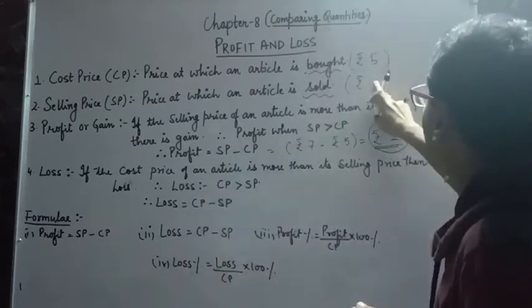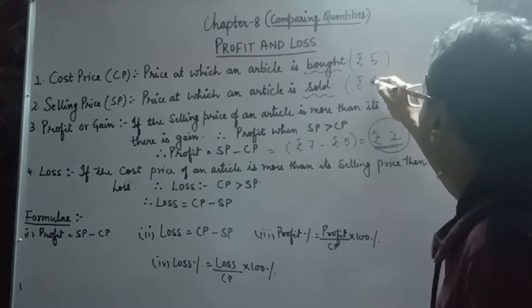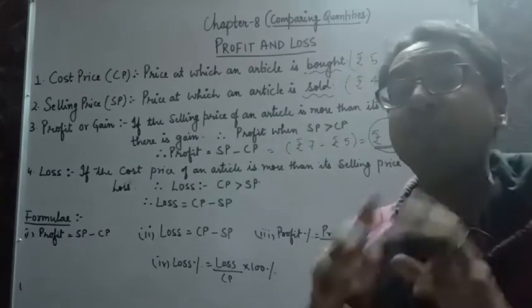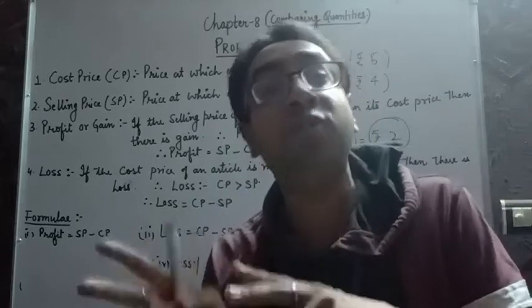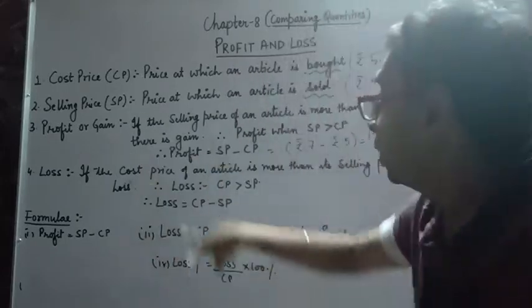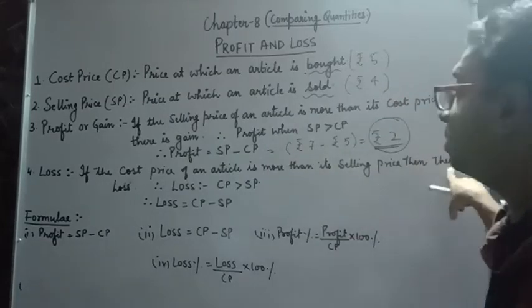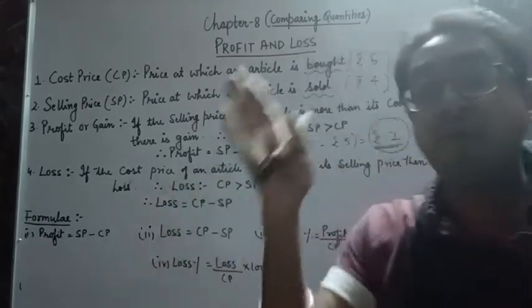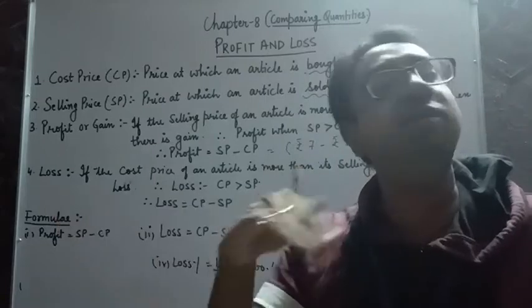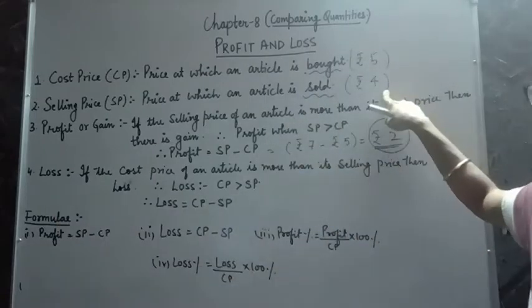You sold that pen to your friend for rupees 4. Not for rupees 3, not for rupees 5, not more than that, but less. If the cost price of an article is more than its selling price, then there is a loss. If cost price is greater than the selling price, there is loss. In this situation, this is what is happening.